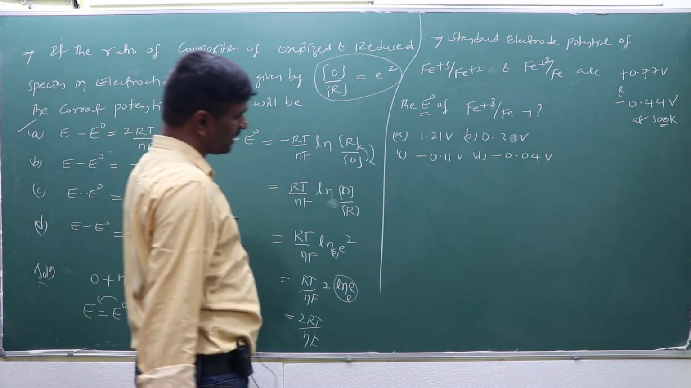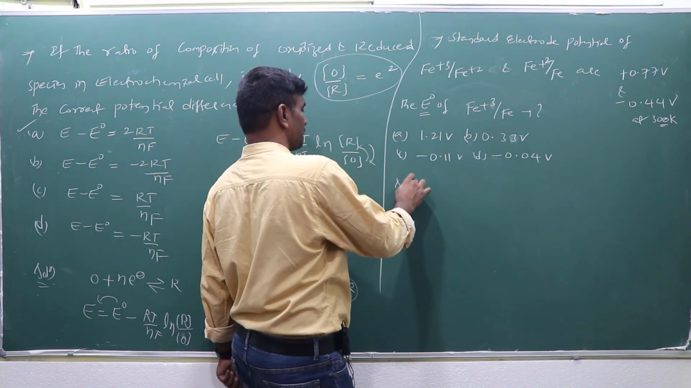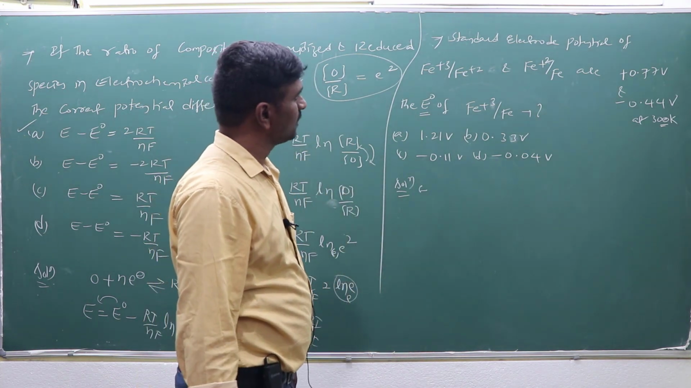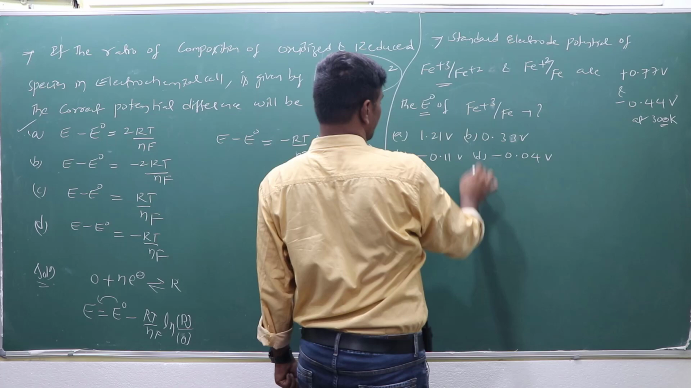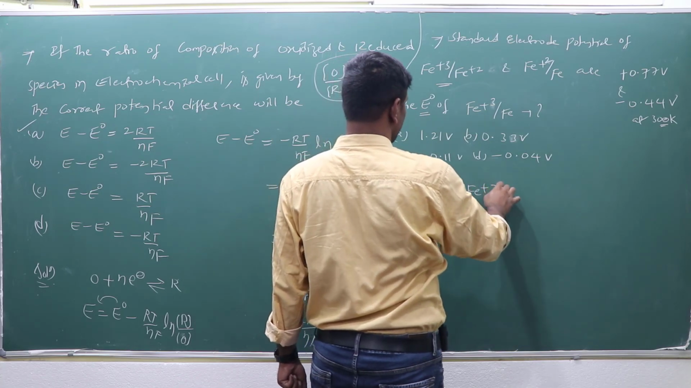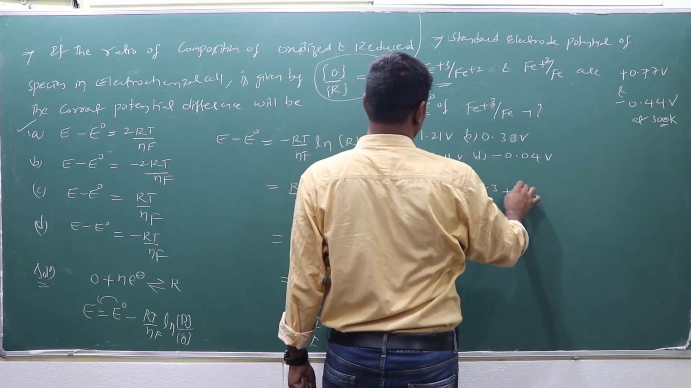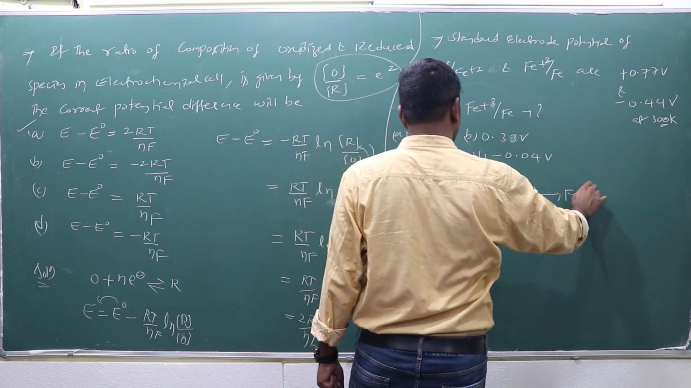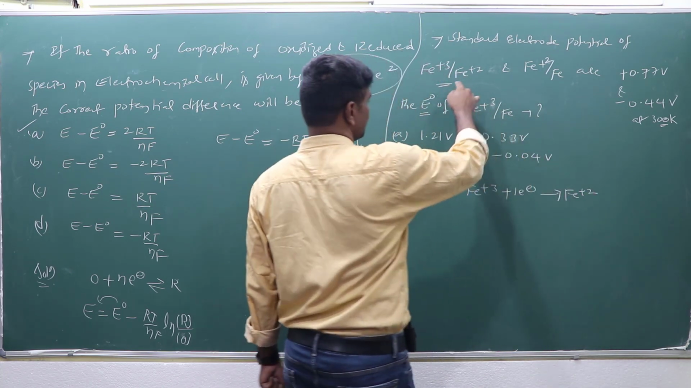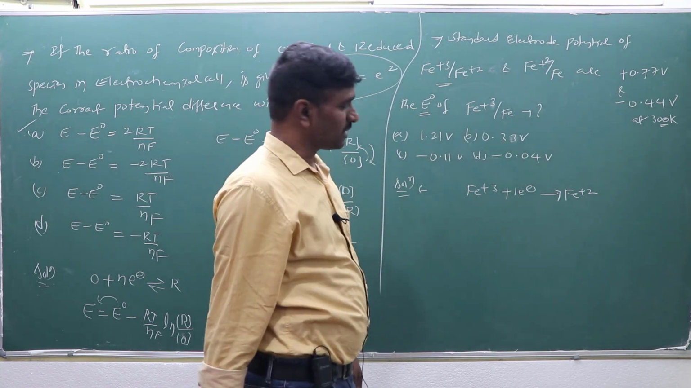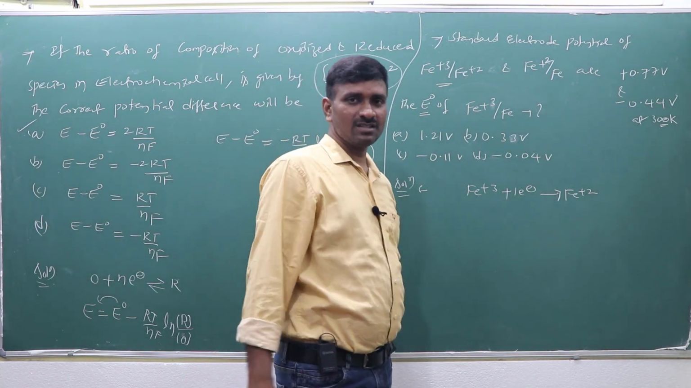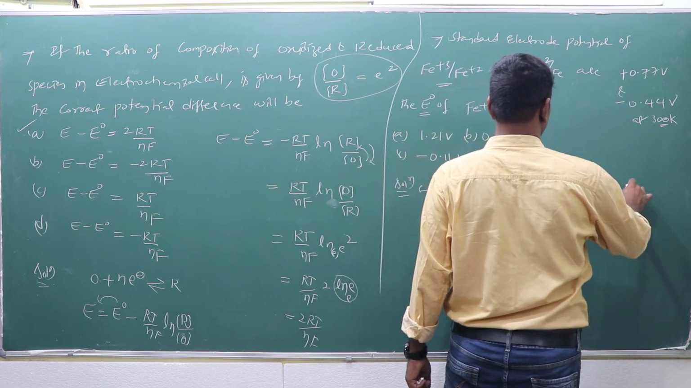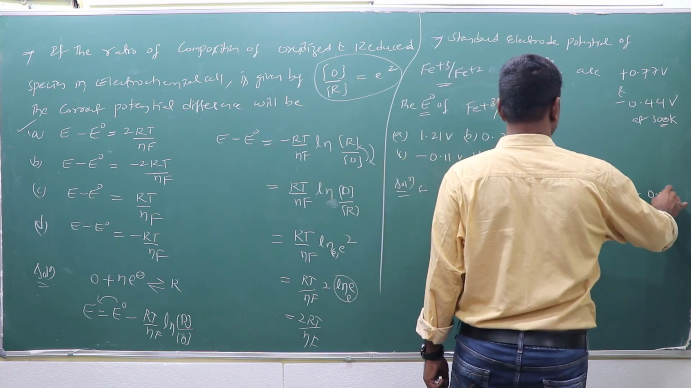So how can you solve this? I already explained this type of problem. How can you solve this problem? So the first one is what? Fe plus 3 is going to be Fe plus 2. How many electrons are taken? 1 electron, and it becomes Fe plus 2. Fe plus 3 charge is reduced to Fe plus 2. That means 1 electron is absorbed. Right? How much is E0? 0.77.